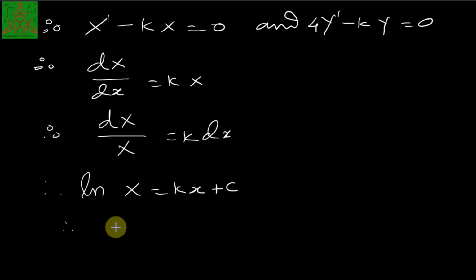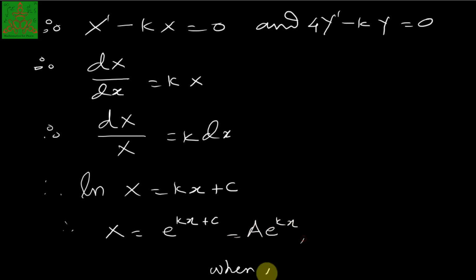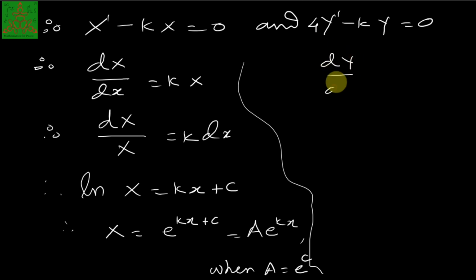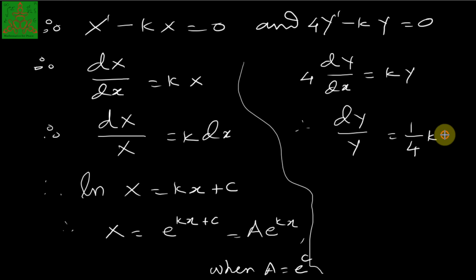So that's why I can say that x is equal to e^(kx) plus some constant, and that e^c, I just say it is capital A e^(kx), where this capital A is e^c. Now here we can write down y: dy/dx is equal to k times y, and 4 is already there, and using the separable variable method as we did here, that is dy upon y is equal to 1/4 k dy.